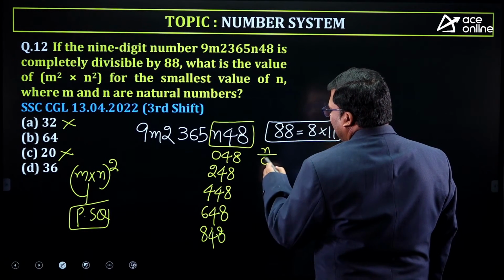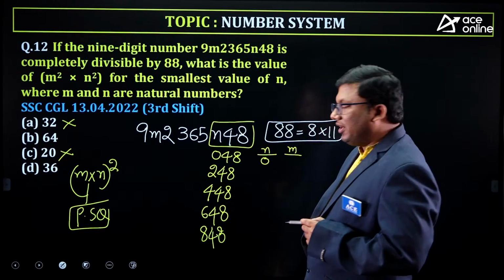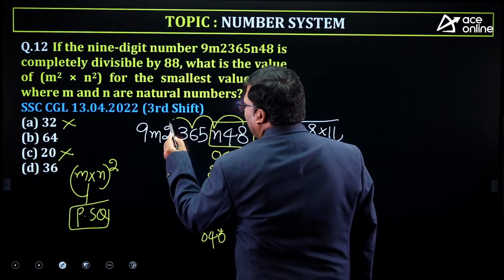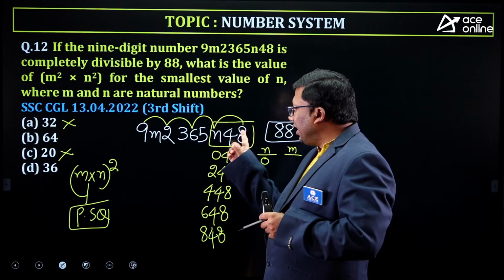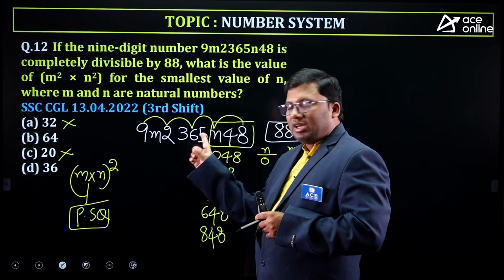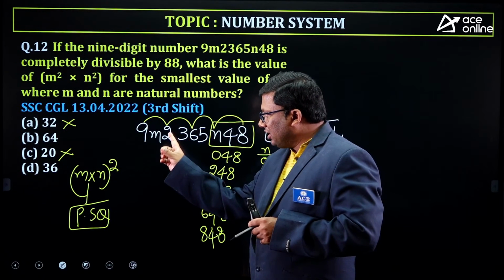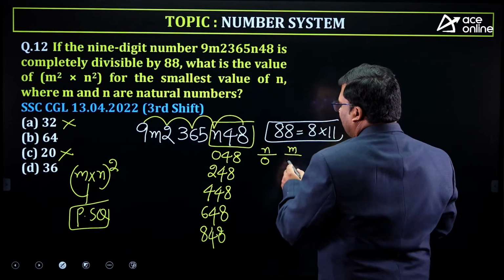Now for divisibility by 11. If n is 0, what will be the m value? How to determine the m value? Sum of the odd places. What will be the sum of the odd places? 8 plus n plus 6, 14 plus 2, 16, 16 plus 9. So it is 25.